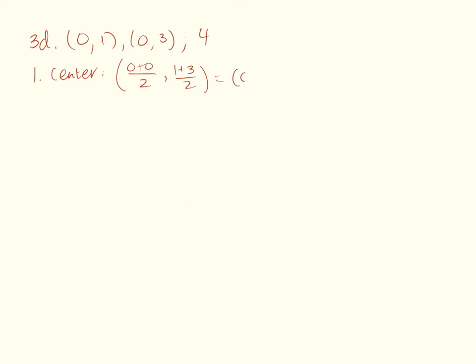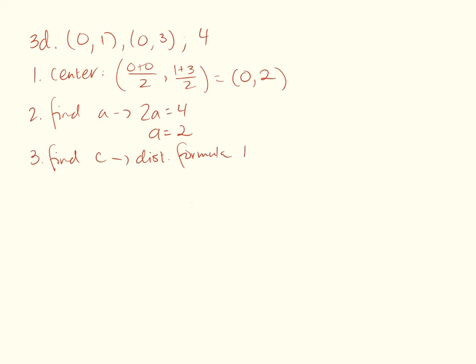Say we're looking at 3d. The focal points this time are (0, 1) and (0, 3), and the sum of the focal radii is 4. So first thing we're going to do is find our center by using the midpoint formula. So we get (0 plus 0) over 2, (1 plus 3) over 2, which equals (0, 2). Then we're going to find a by setting 2a equal to 4. So a is 2.